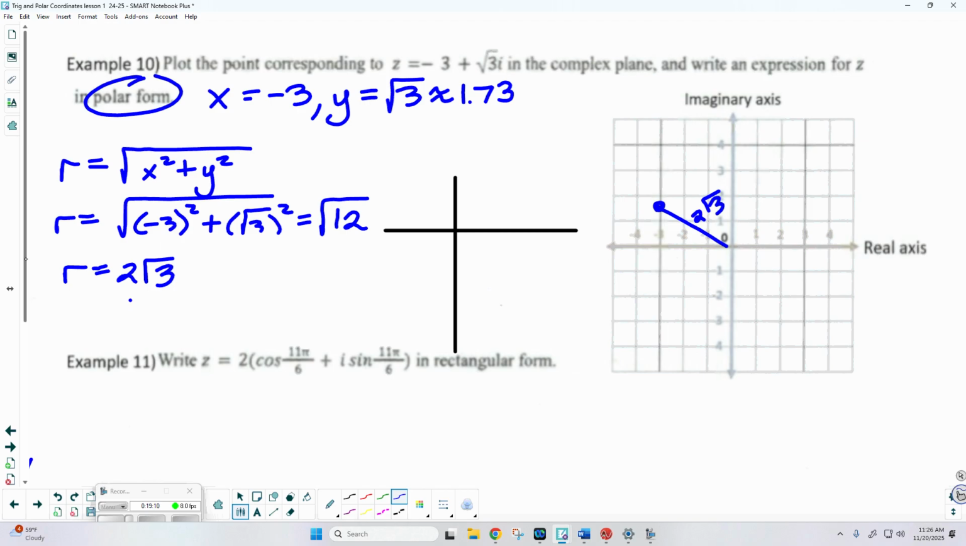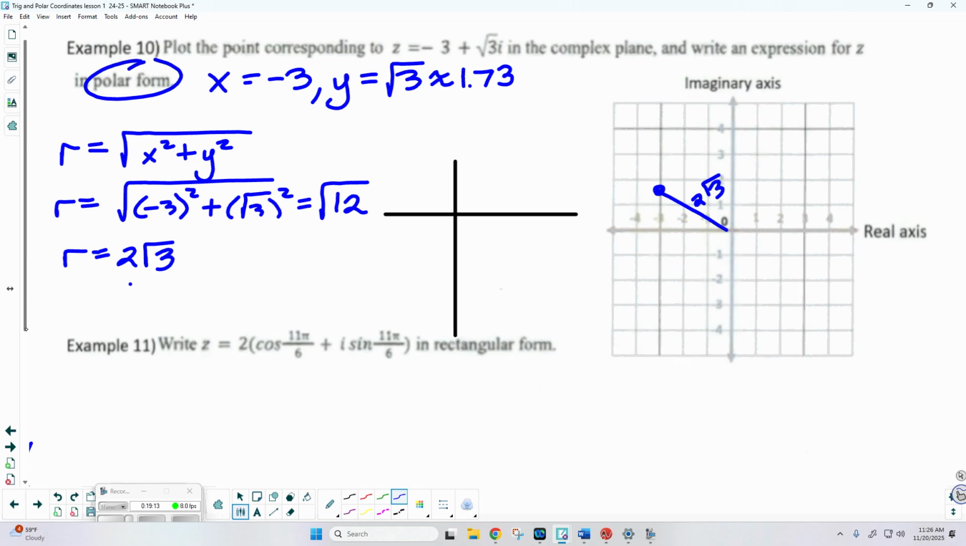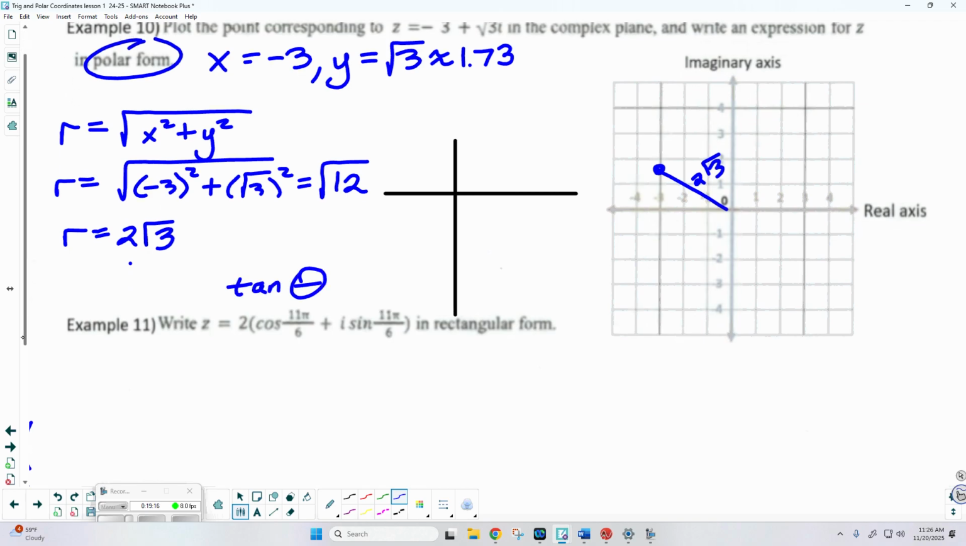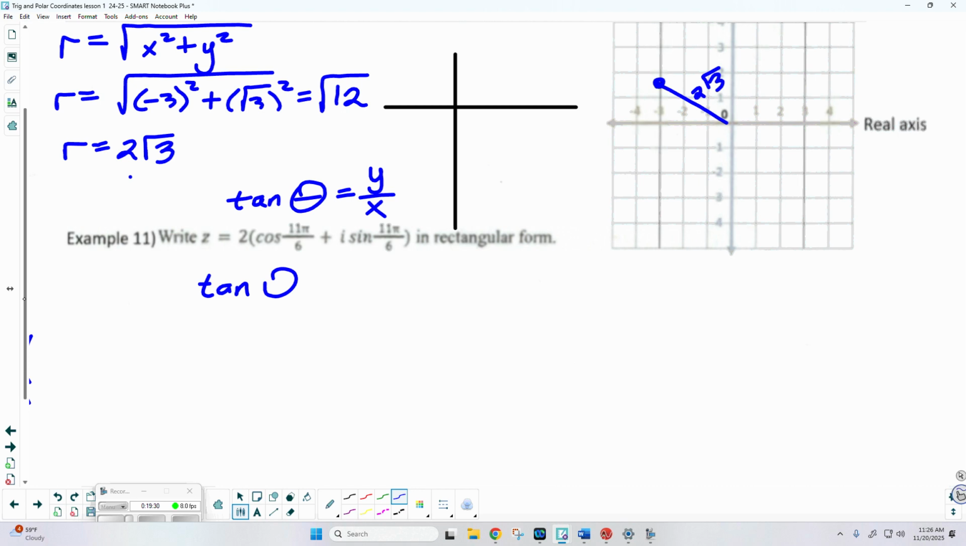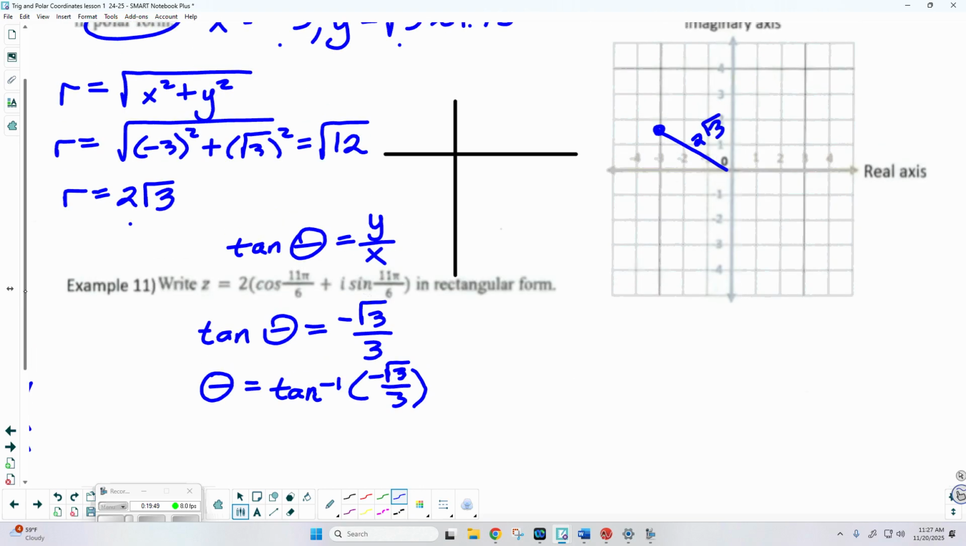Remember, because we have x and y, yesterday we were using tangent. Specifically, we were using this: tangent of theta equals y over x. So I'm going to go ahead and substitute in. Remember, we have the x and the y right here. So tangent of theta is going to equal negative square root of 3 divided by 3. So there's your y divided by x. And of course, to find theta, we have to take the inverse. So tangent inverse of a negative root 3 over 3.